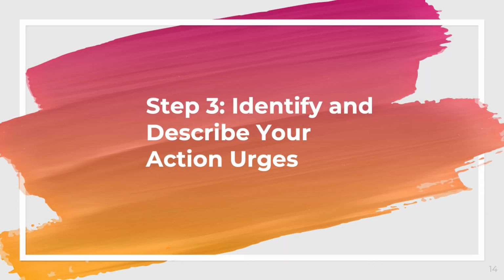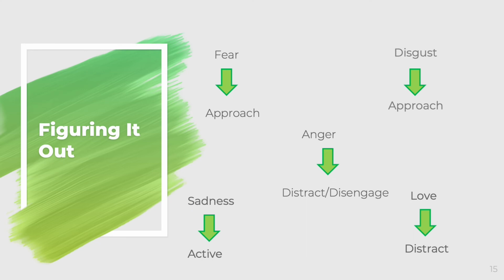Step 3. Identify and describe your action urges. What is this emotion making you want to do? Are we angry and want to scream and yell and throw something? Are we depressed and not want to get out of bed? Are these urges or actions helpful? Will they make the situation better or worse?